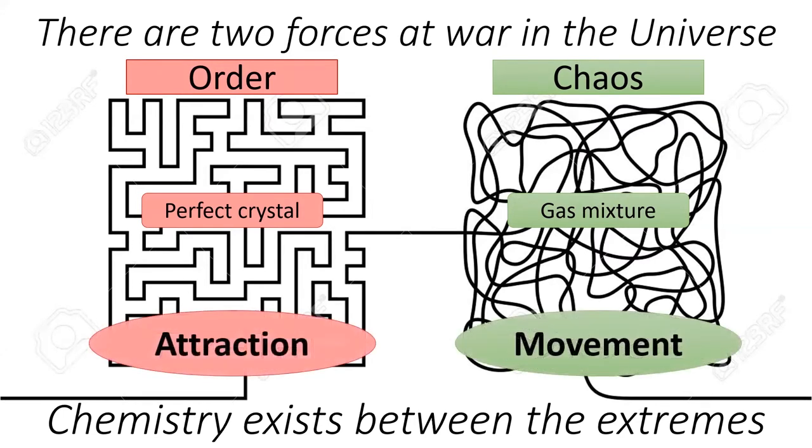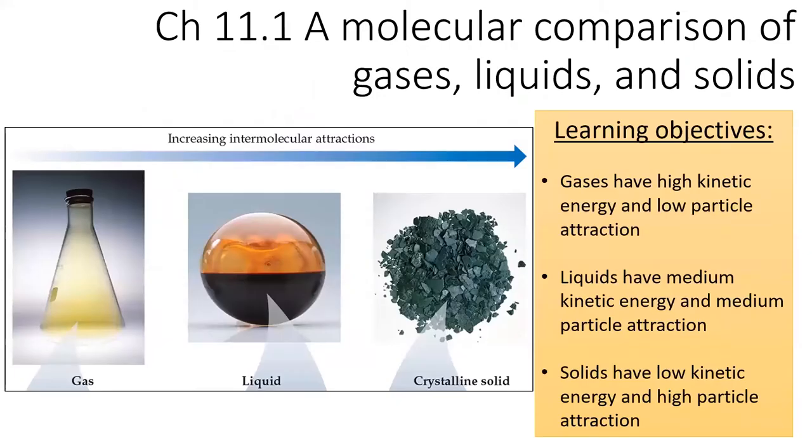Order is mediated by chemical attractions, but movement dominates disorder. In this lesson, we will see how a balance between attraction and movement leads to the three phases of matter. We pay special attention to the liquid phase, which gets its unique properties from a mixture of ordering and disordering forces.